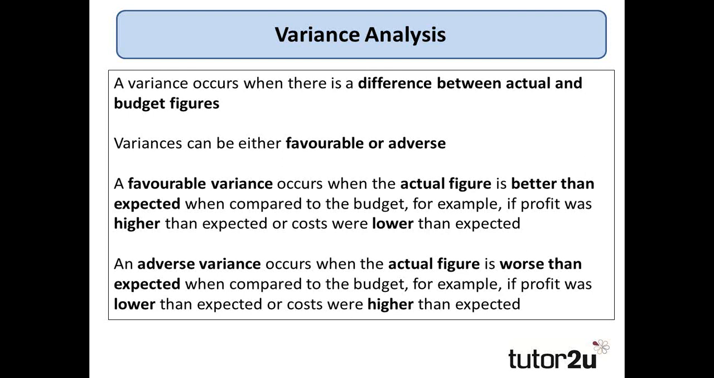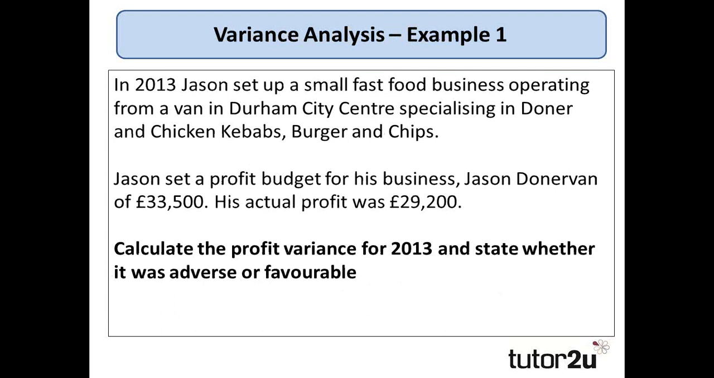So we're just going to look at calculating variances, and I thought I'd start off with a very simple example before we move on to something a bit more realistic, something you're more likely to get in an exam. In 2013, Jason set up a small fast food business operating from a van in Durham city centre, specialising in doner and chicken kebabs, burger and chips. Jason set a profit budget for his business of $33,500. His actual profit was $29,200. The question is, calculate the profit variance for 2013 and state whether it was adverse or favourable.